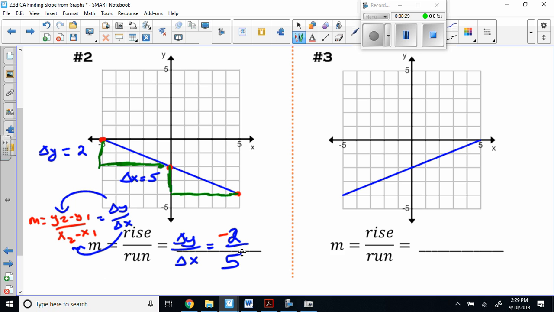All right, so looking at number 2, can you do number 3? I'm going to give you 30 seconds to do number 3. Go.